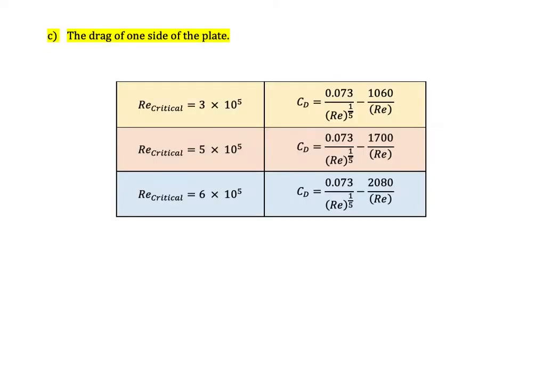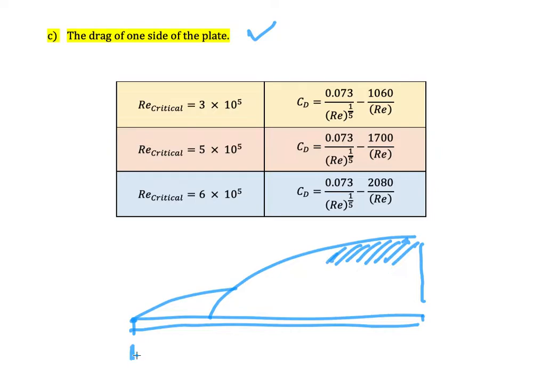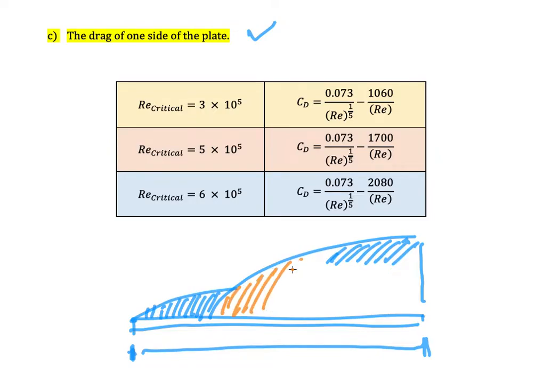So then we need to calculate the drag force of one side of the plate. Here, I hope you still remember, we have laminar and then turbulent flow. We cannot just use the equation for the turbulent boundary layer, because we need to calculate the total drag force on the flat plate. So we need to calculate the force due to the laminar boundary layer, and then add the force due to the turbulent boundary layer here.